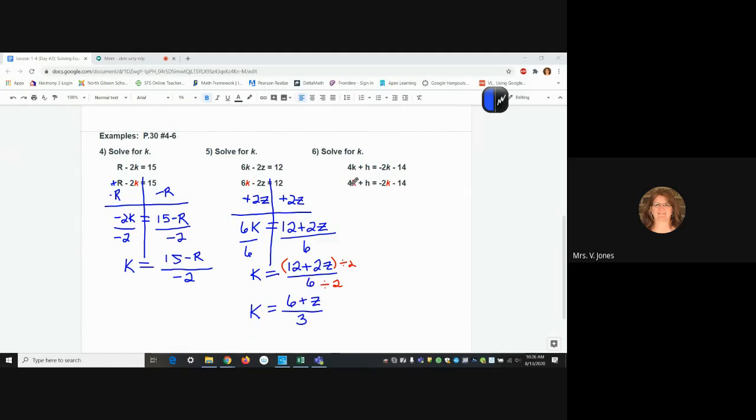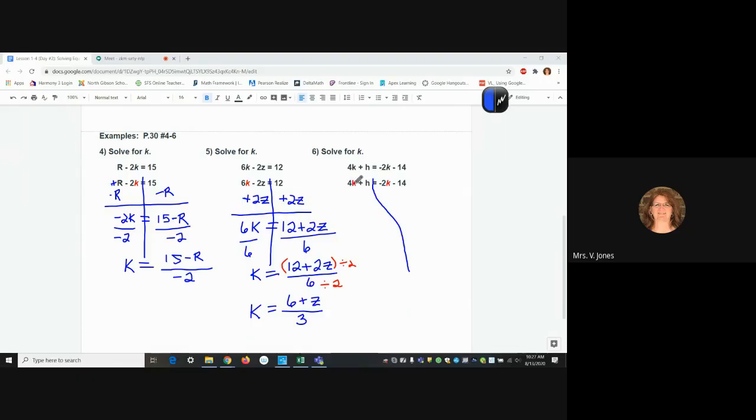So this one is going to get a little bit larger, all right? So I'm going to kind of curve my line a little bit to make room over here. All right. We need to get the k's. This is step 2 of solving equations. We need the k's to be on the same side. So you can either get rid of the 4k or this negative 2k.